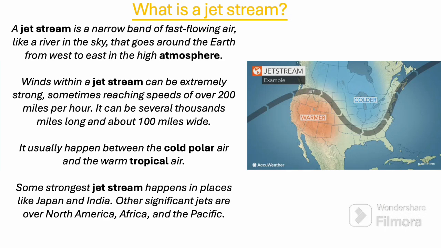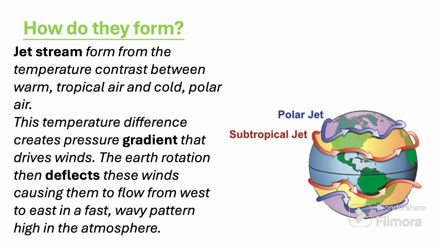It usually happens between the cold polar air and the warm tropical air. Some of the strongest jet streams happen in places like Japan and India. Other significant jets are over North America, Africa, and the Pacific.